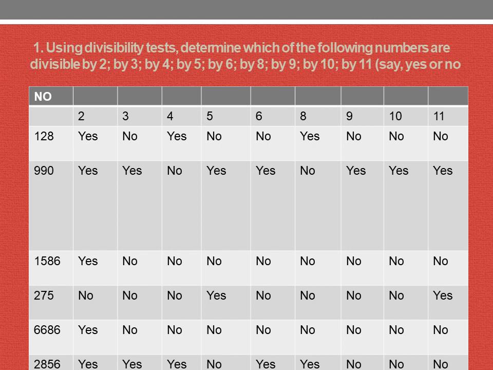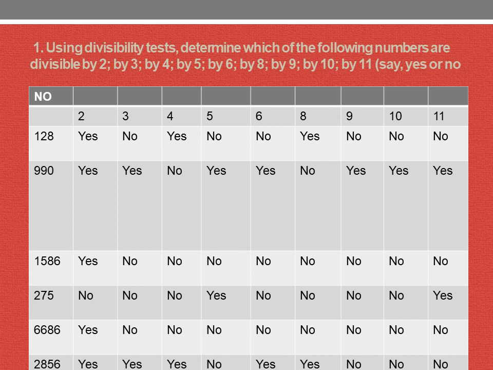Similarly, here we have a few numbers. You have to go with the rules and check whether each is divisible by the given numbers or not. For this one, 1586, the last digit is an even number, so it is divisible by 2. Now with 3: 1 plus 5 is 6, 6 plus 8 is 14, 14 plus 6 is 20. It is not divisible by 3. We have already discussed the rules. You have to go with that rule and check it out.